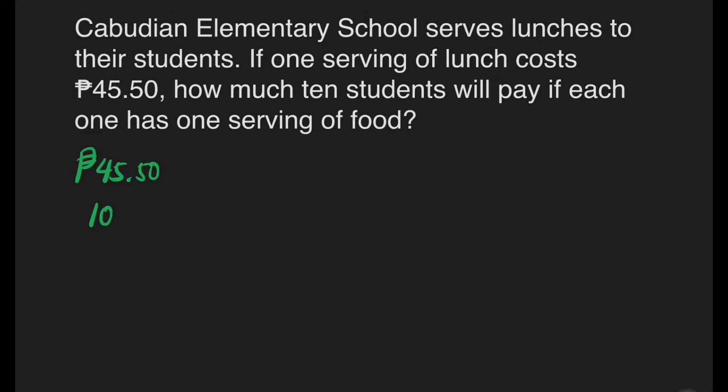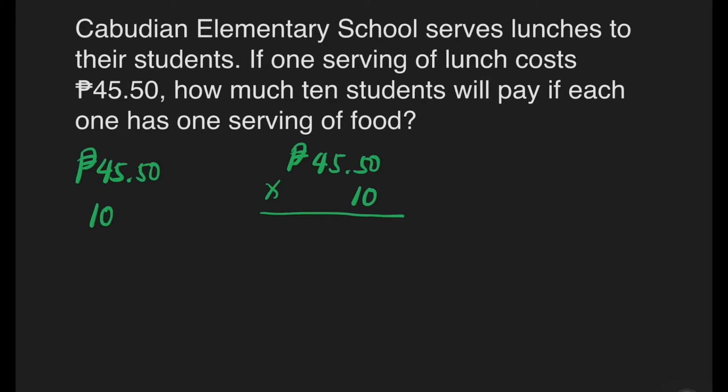But we can solve it the long cut first, then later I'll be showing you the shortcut. Okay, let's have the long cut first. Let's have 45 pesos and 50 centavos, and multiply it by 10. In multiplying decimals, we multiply as if we are just multiplying whole numbers.